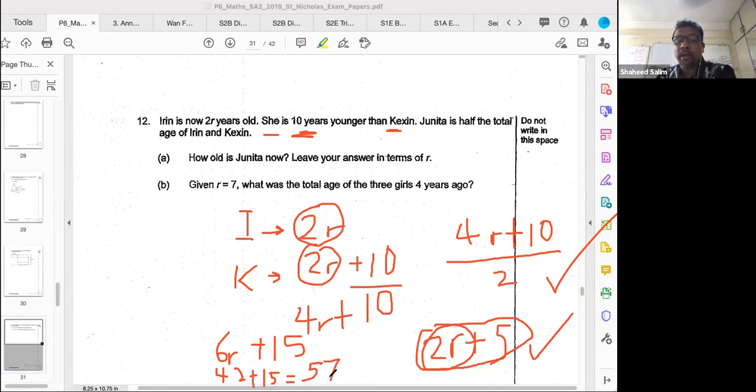Some of you say, I don't understand. So okay, 2R is how much? 14. 2R plus 10, 24. Okay, 14, 24. 2R plus 5, 14 plus 5, 19. You add the 3 of them, you will also get 57, I'm very sure. 19 plus 24 plus 14 also gets 57.